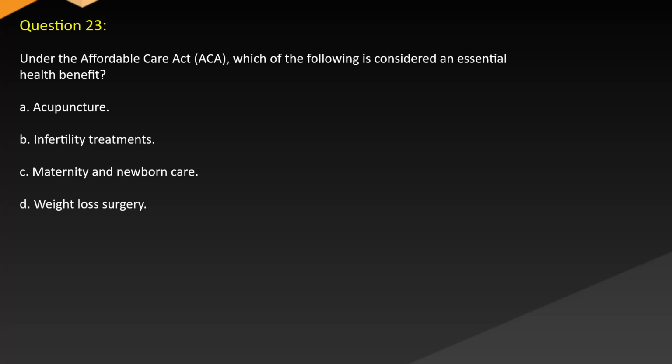Question 23. Under the Affordable Care Act, which of the following is considered an essential health benefit? A. Acupuncture. B. Infertility treatments. C. Maternity and newborn care. D. Weight loss surgery.